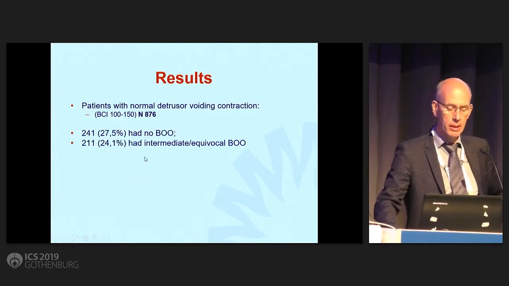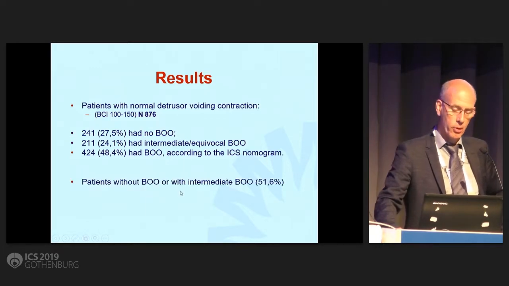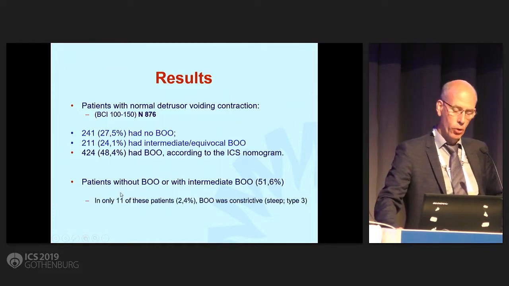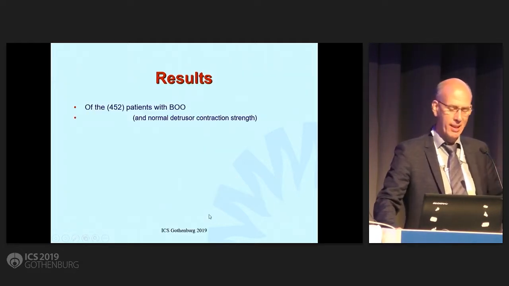24% had intermediate, and 50% had bladder outlet obstruction. And those without bladder outlet obstruction or intermediate, they had the normal curve, almost all had the normal curve, and some were relatively steep. So that's not very interesting.